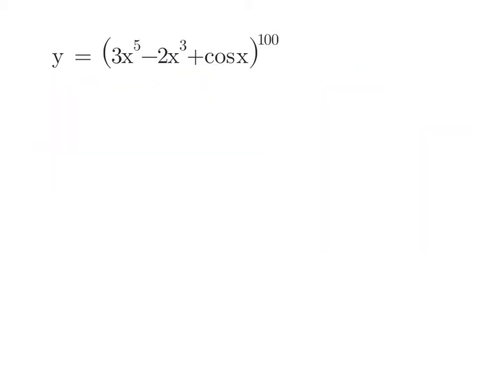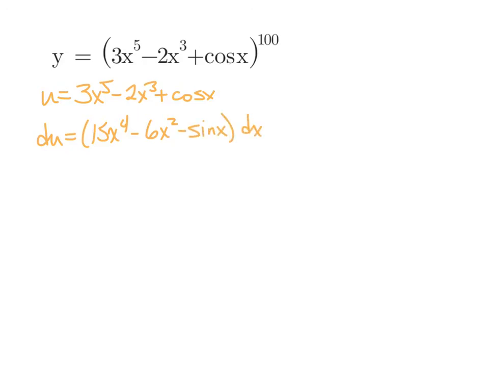Here's one more easy one. It looks pretty complicated, but it's easy. y equals 3x to the 5th minus 2x to the 3rd plus cosine x, all to the 100th power. So let's let u be the inside function, that 3x to the 5th minus 2x cubed plus cosine x. Then the differential is going to be 15x to the 4th minus 6x squared minus sine of x.